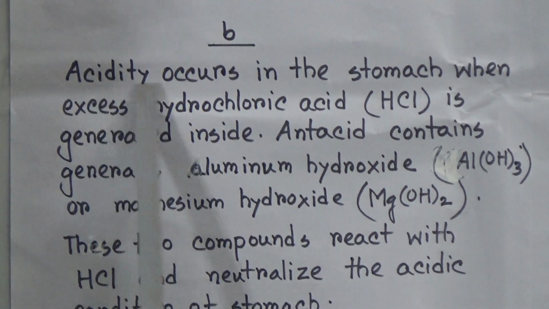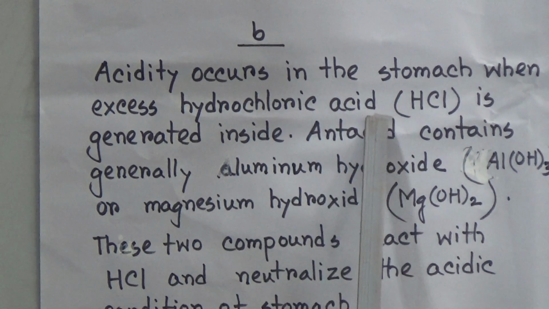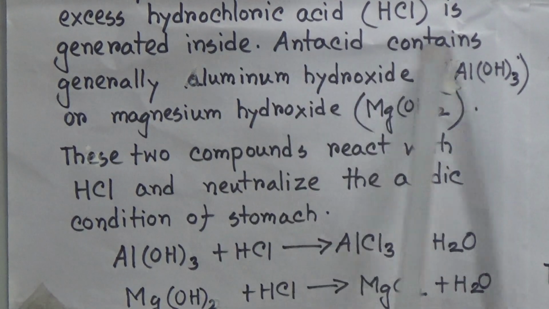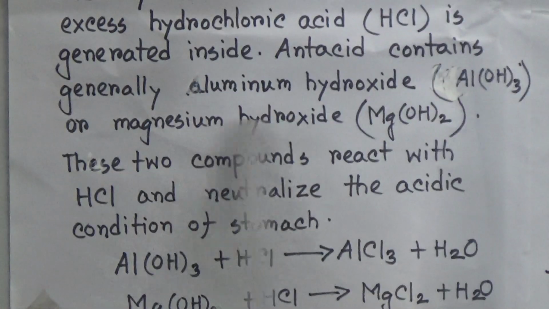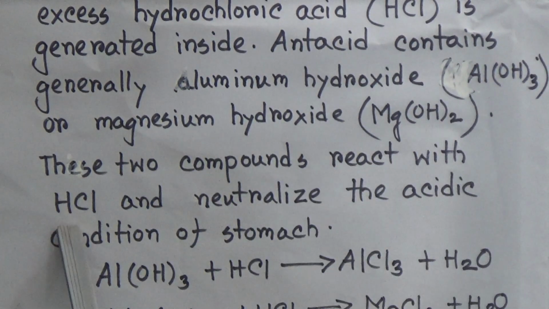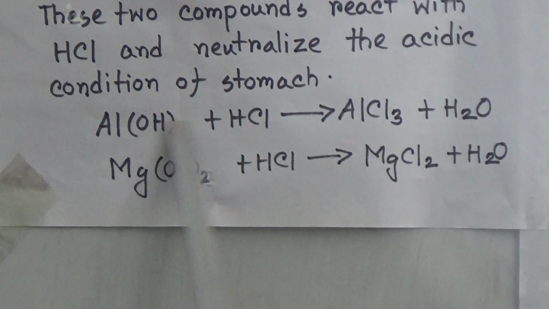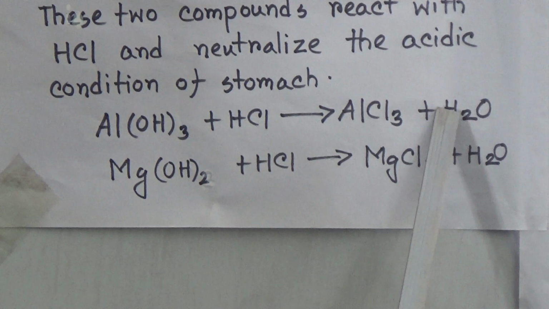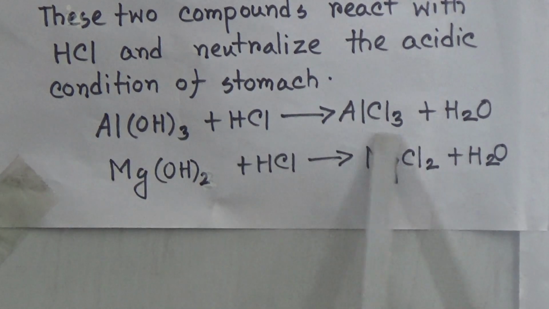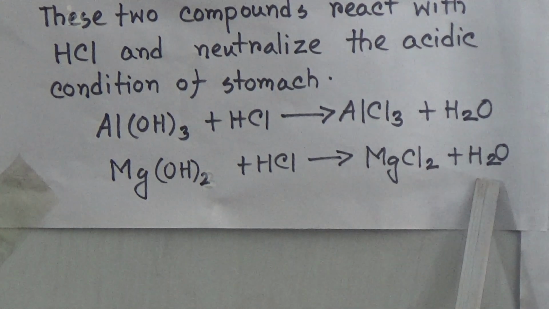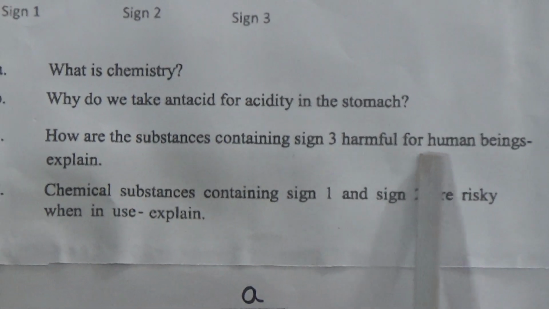So let's see, acidity occurs in the stomach when excess hydrochloric acid, HCl, is generated inside. Antacid contains generally aluminum hydroxide or magnesium hydroxide. These two compounds react with hydrochloric acid and neutralize the acidic condition of the stomach. That means base and acid react and produce salt and water. Aluminum hydroxide plus hydrochloric acid gives aluminum chloride plus water, and magnesium hydroxide reacts with hydrochloric acid and produces magnesium chloride plus water.